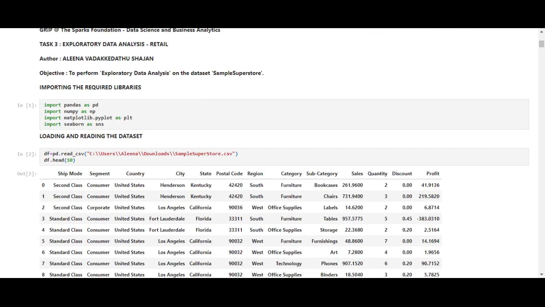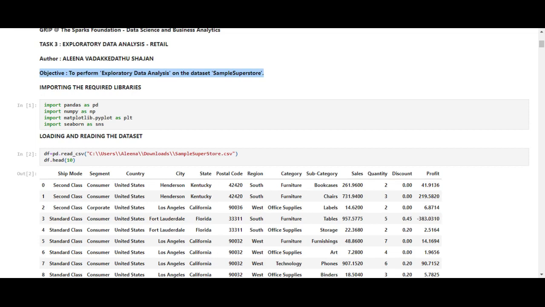Today, I would like to share with you all my third task assigned to me from GRIP, that is the exploratory data analysis on retail industry. The objective of my project is to perform an exploratory data analysis using the SampleSuperStore dataset.